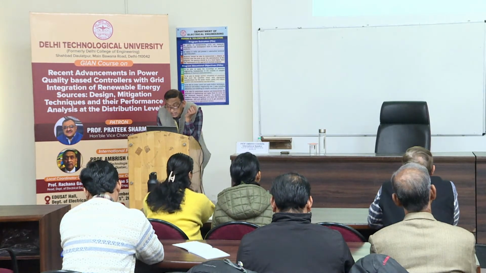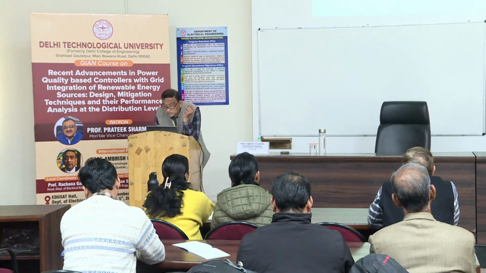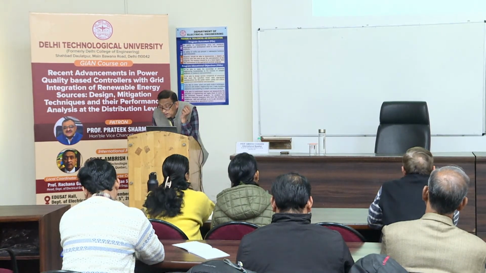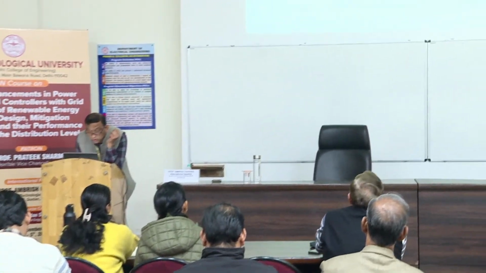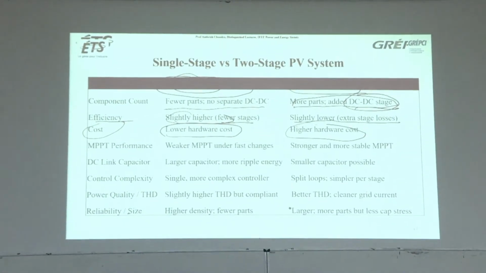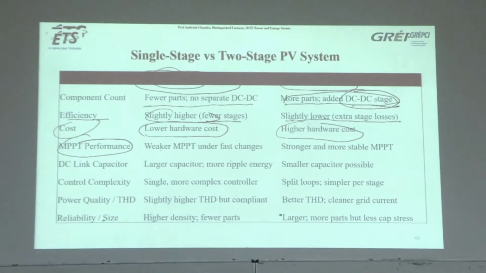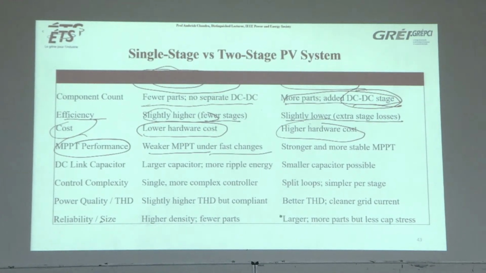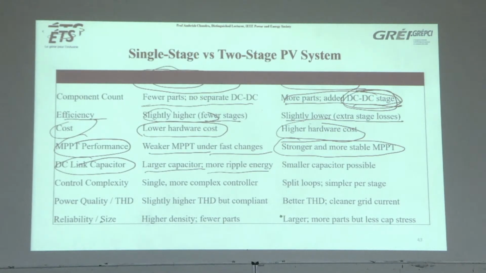Efficiency here is slightly higher for single stage, fewer stages, and slightly lower extra stage losses. Cost, lower hardware cost, while in 2-stage you have higher hardware cost. MPPT performance, weaker MPPT under fast changes. And here is stronger and more stable MPPT because you have an extra DC-DC stage. DC link capacitor, larger capacitor, more ripple energy is there, so you need a larger capacitor, while in 2-stage a smaller capacitor is possible.